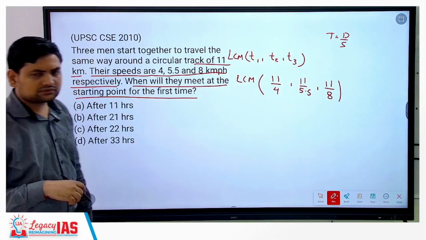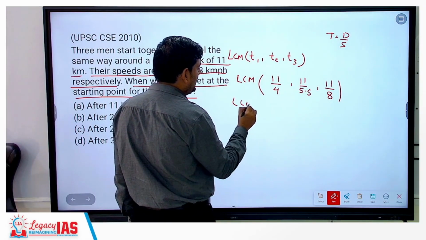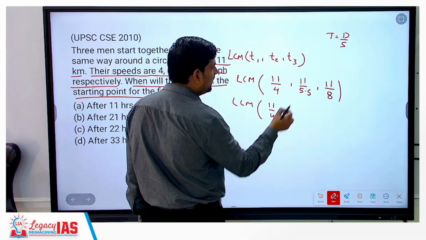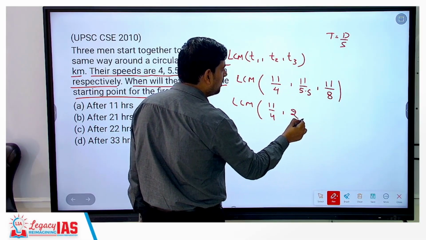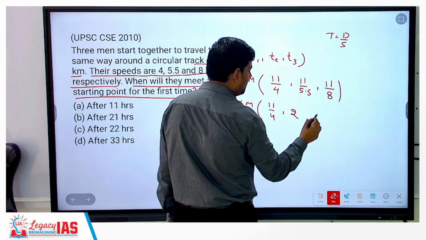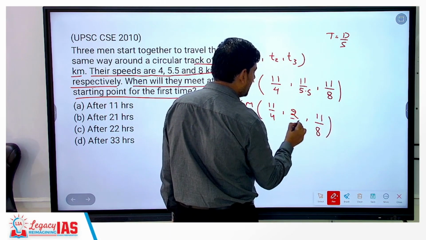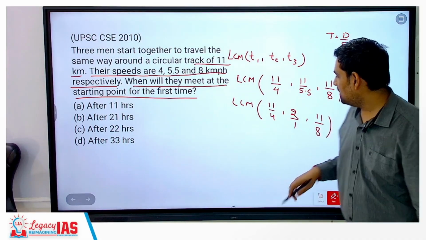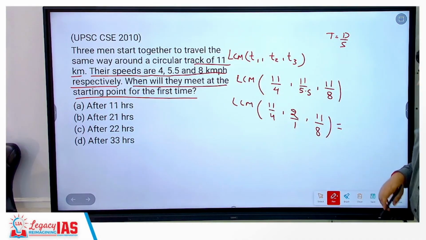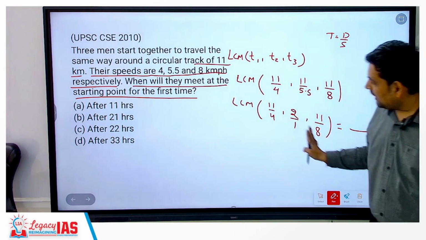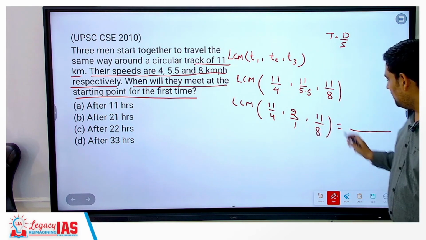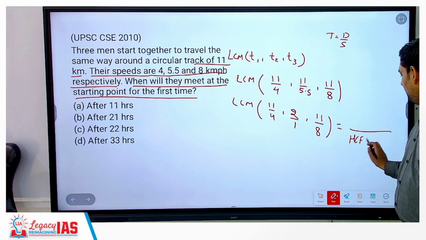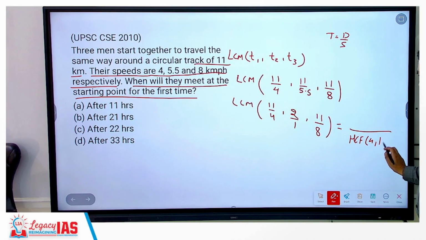Now solve this. LCM of this is 11 by 4. This is fine. 11 by 5.5 is actually 2. Then 11 by 8, it will remain 11 by 8. This can be written as 2 by 1. Now how do you find LCM of fractions? That you must know. So it will be the HCF of whatever is below, that is 4, 1, 8, and the LCM of whatever is above.